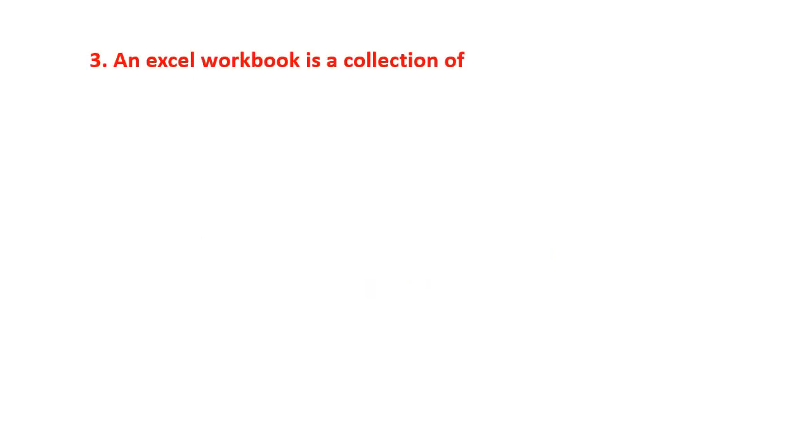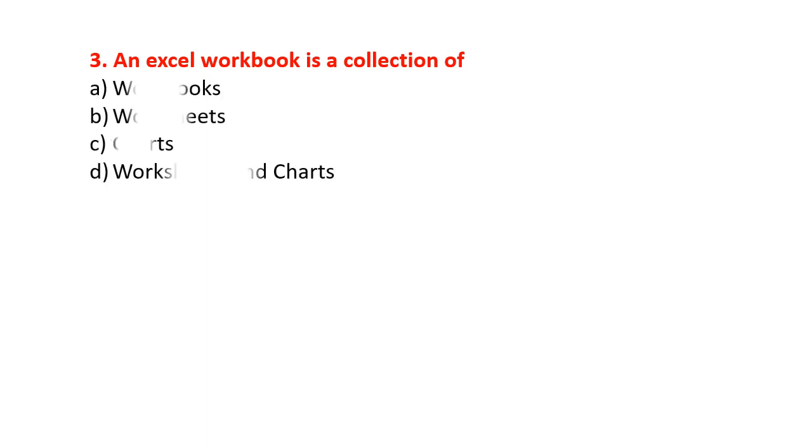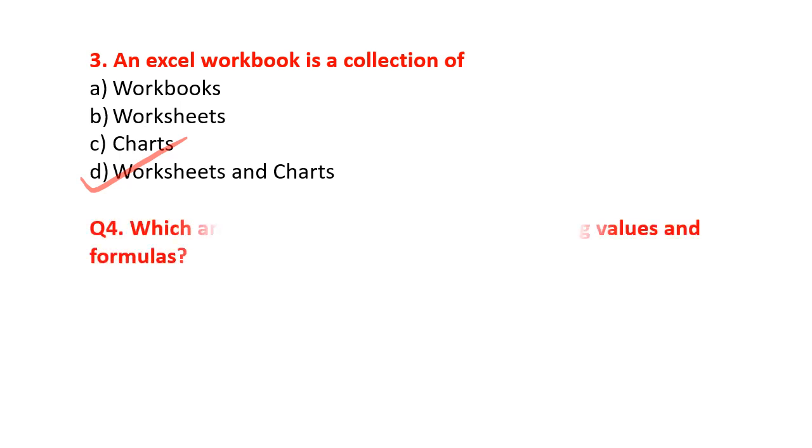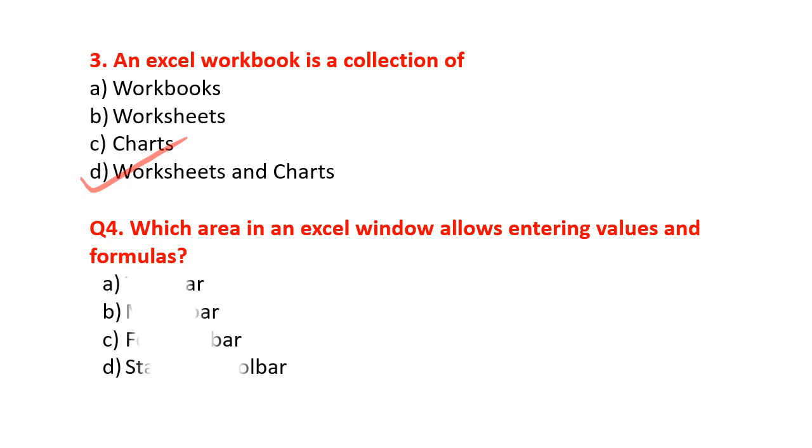An Excel workbook is a collection of dash. Workbooks, option B, worksheets, option C, charts, option D, worksheets and charts. The right answer is worksheets and charts. Look at the question number 4. Which area in an Excel window allows entering values and formulas? The answer is formula bar.